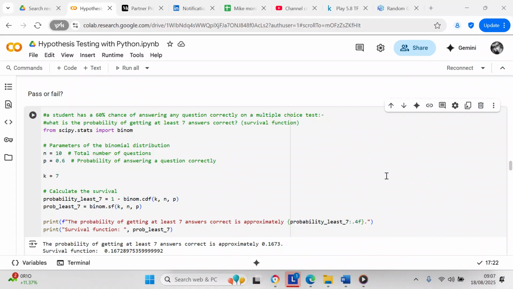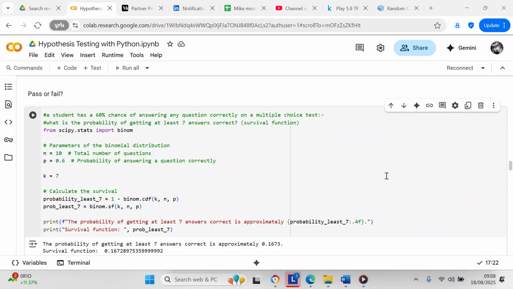So what we're going to do is write a program in Python to answer this question. In order to do that, we're going to import a library. From scipy.stats, we're going to import binomial. SciPy is Python's scientific library. Stats is a statistical module within SciPy. And binomial is the distribution that we're going to make to answer that question.